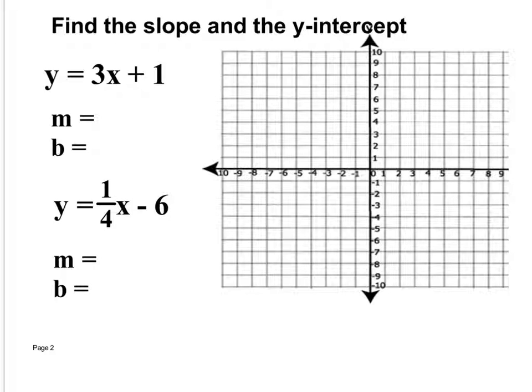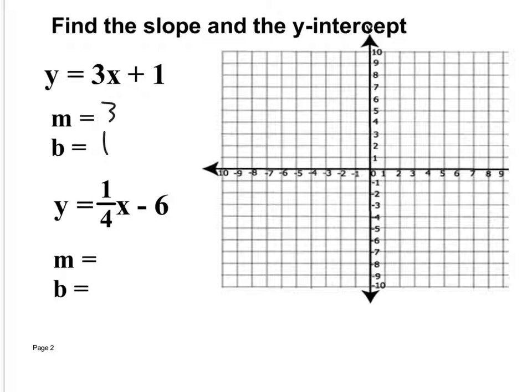Kurt, what would be my m? 3, the number in front of x. Good. Cheyenne, what would be my b? 1. Good. My slope, my m is 3. My b is 1.